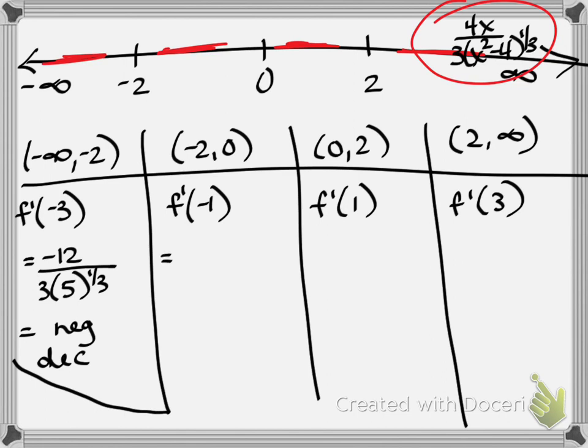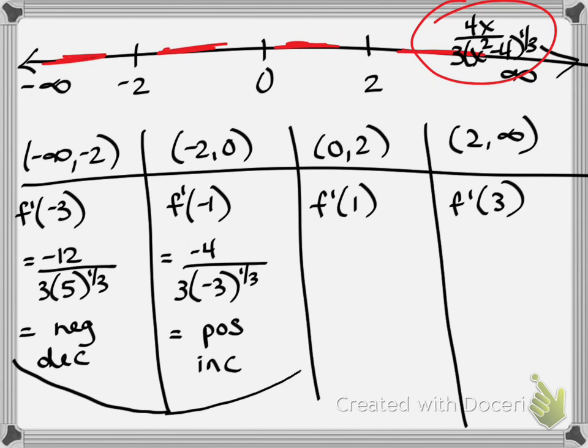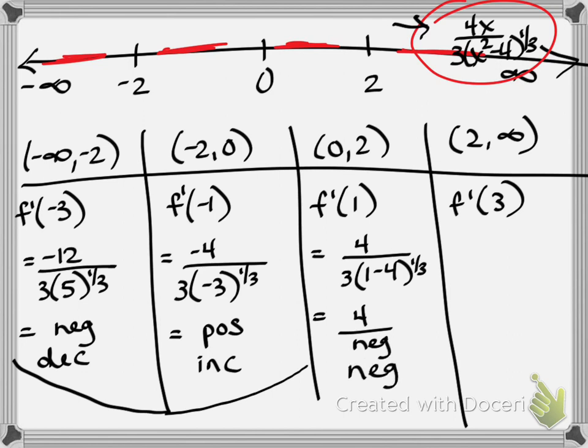Now let's plug negative 1 in. We get negative 4 over negative 1 squared is 1, minus 4. Cube root of a negative is a negative, so we get a negative over a negative, which is a positive, so it's increasing. Let's plug in 1. The easiest way to do this really is to plug your derivative into y1 and then just take your table for these values. So that's a positive over a negative, which is going to be a negative, which is decreasing.